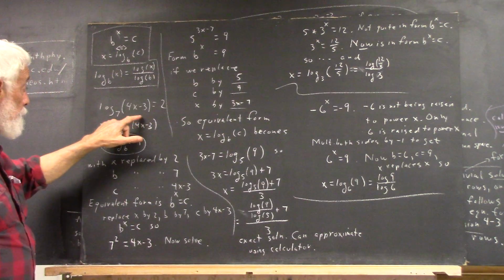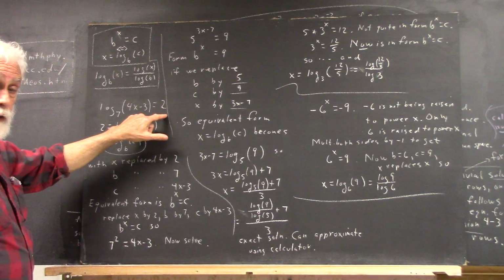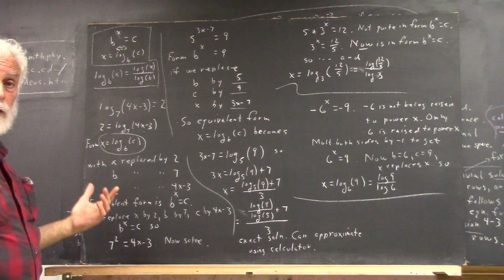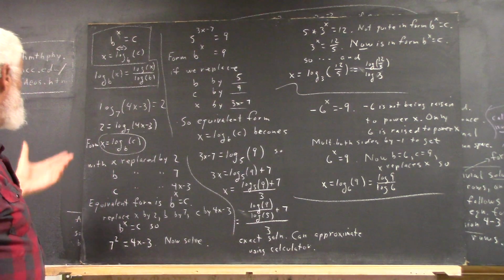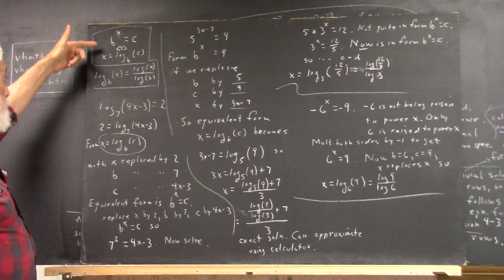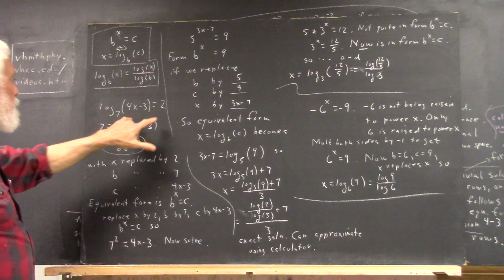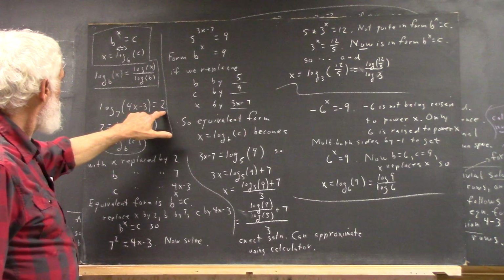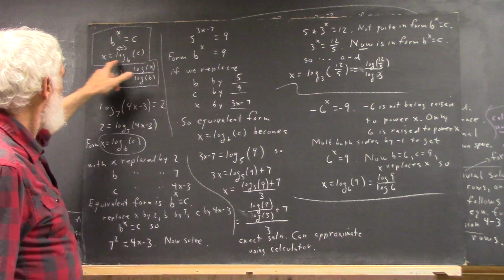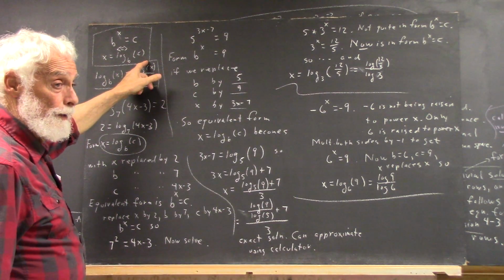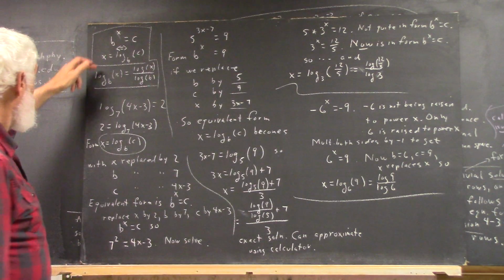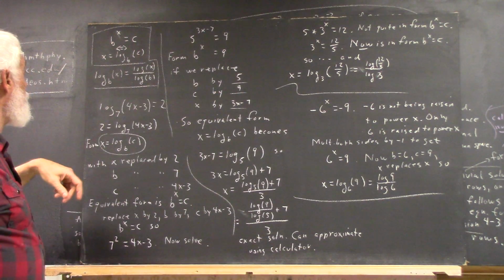This is an equation. We're trying to find a value of x that makes this so. How do we solve this for x? Well, we change its form to exponential form. But first, we want to be very careful to put this in a form that exactly mimics this expression, x equals log base b of c.